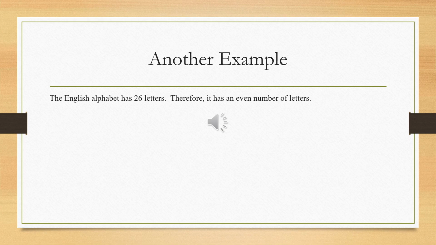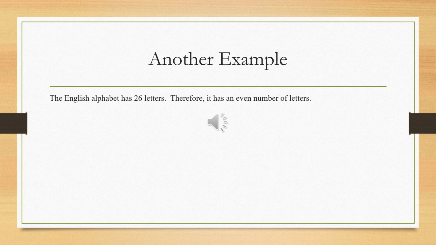And here's another example of an argument. The English alphabet has 26 letters, therefore it has an even number of letters. First of all, we assess this argument to determine is it valid or invalid. If it were the case that the English alphabet had 26 letters, could it be false that it has an even number of letters? No, it could not be false because 26 is an even number. So this is a valid argument.